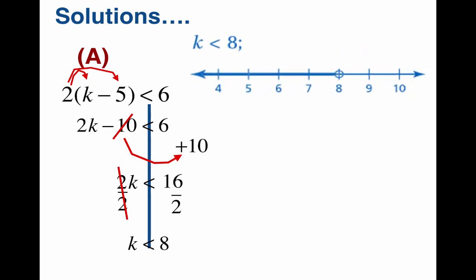Now on a number line, if it's less than 8, you're shading to the left, and you've got an empty hole on 8. And that's it. There's our solution and our number line. So how did you do? How was your distributive property skills? Did you make any mistakes?